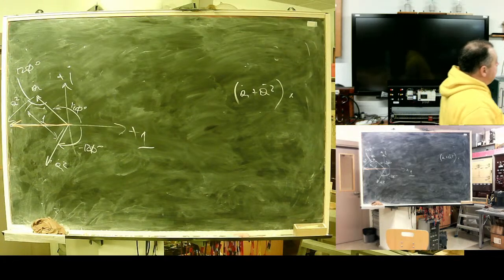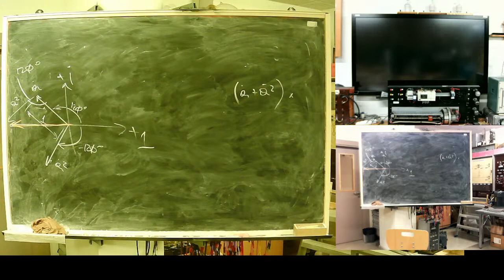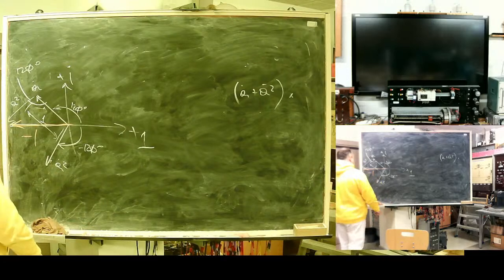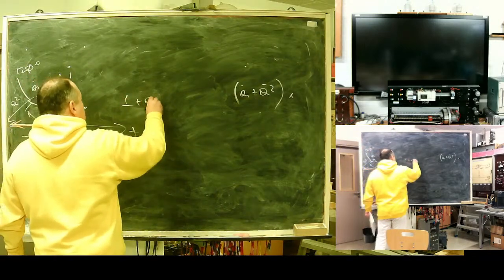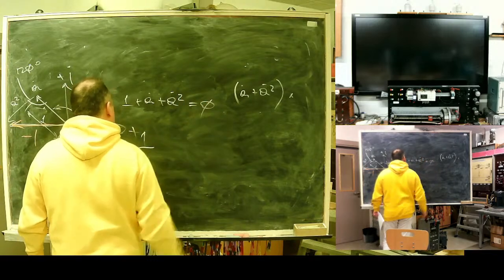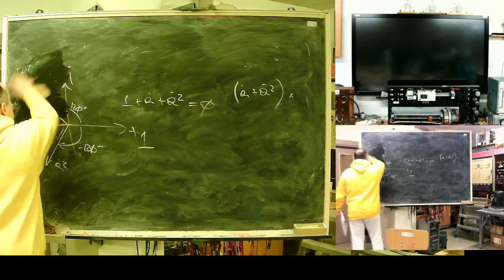Is it 120, or maybe 60? Or 120? Take minus 1, because 1 plus A squared plus A equals 0. Check. Next thing.